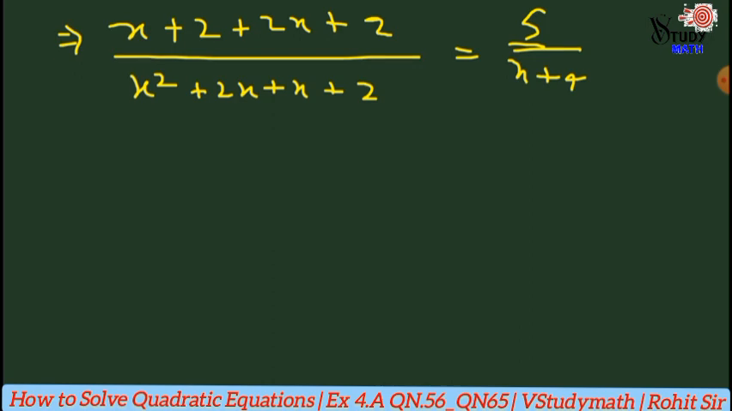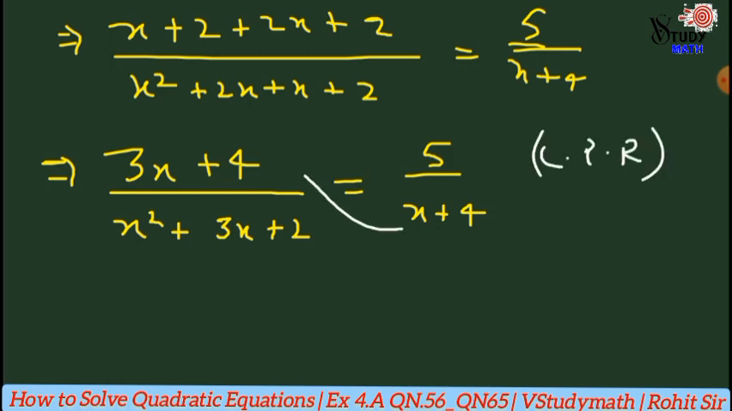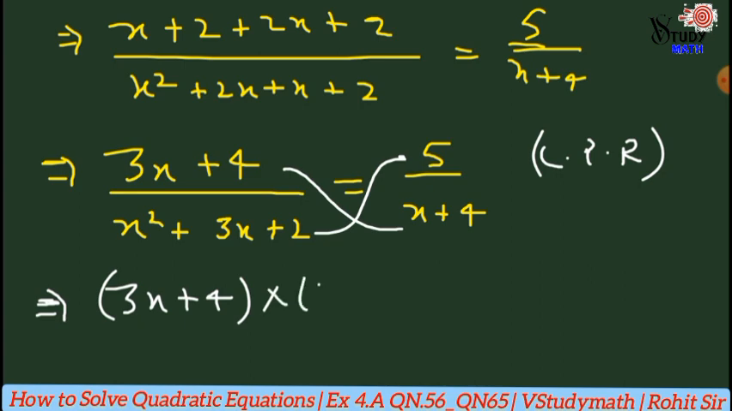Now we have in the numerator (3x + 4)/(x² + 3x + 2) equal to 5/(x + 4). Now by cross product, by the CPR rule, this 4 is going to multiply here and this is going to multiply here, and we can write this as (3x + 4) multiplied by (x + 4), and 5 multiplied by (x² + 3x + 2). Now solve this question further.